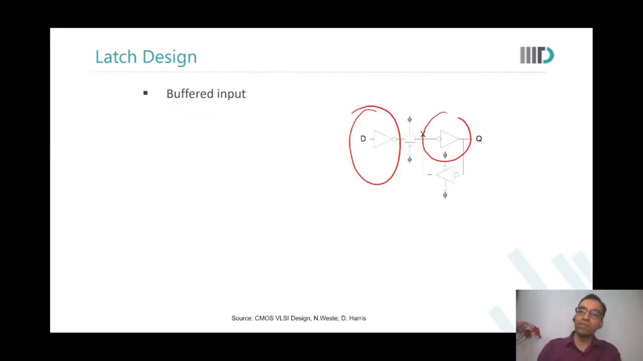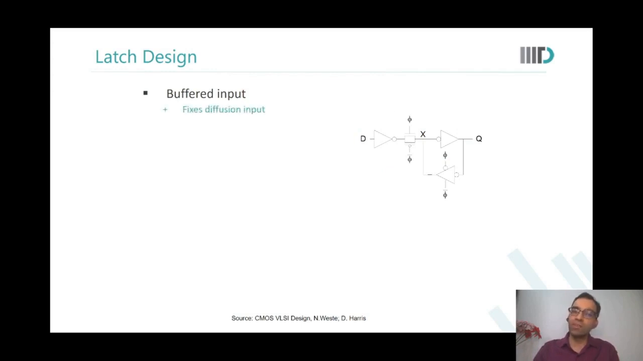Therefore, what do we do? We say we add feedback and we add the inverter on the input also. And you will see it fixes the diffusion input problem also. This is non-inverting, and if you size it, in fact, sizing doesn't even come up. When you want this path to be active, this path will be off, so there is no back driving also. Are you able to see this?